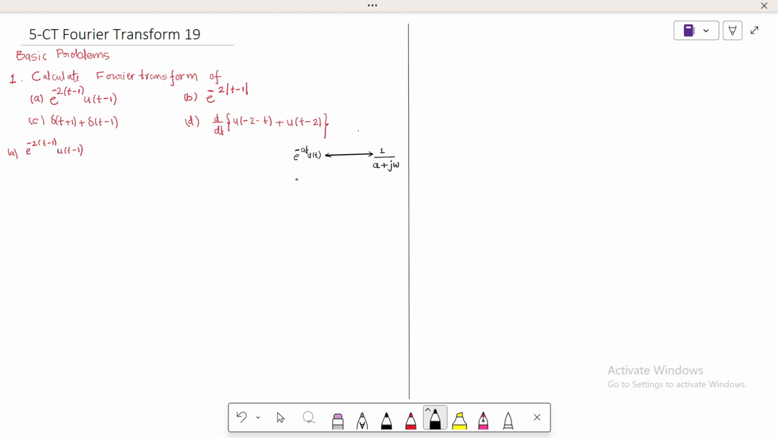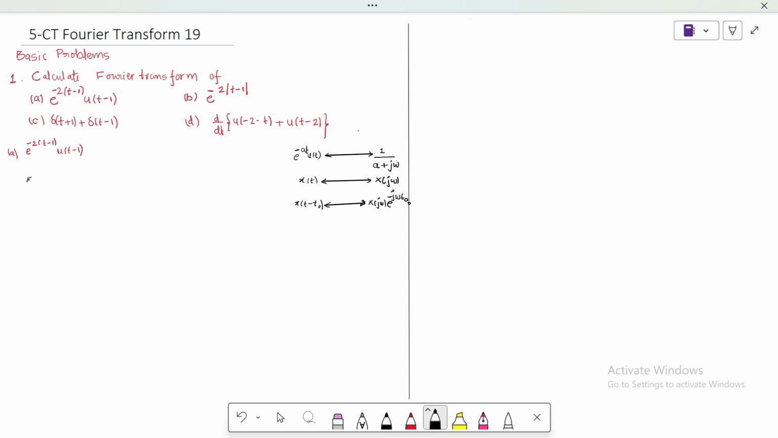So for x of t, if its Fourier transform is x of j omega, then by the time shifting property, x of t minus t naught has Fourier transform x of j omega into e power minus j omega t naught. So this is the case. Directly here I'm writing this.